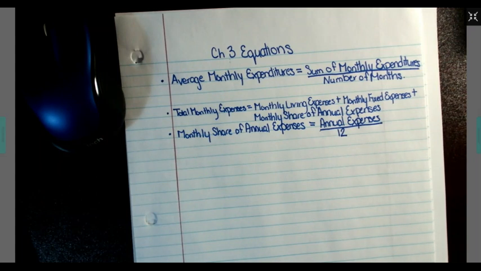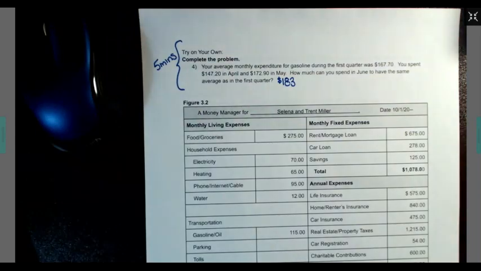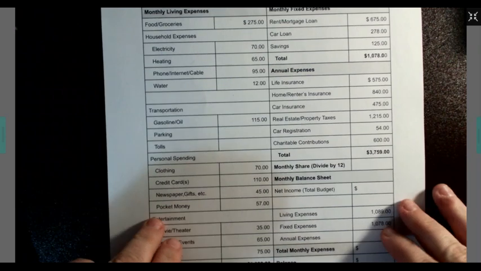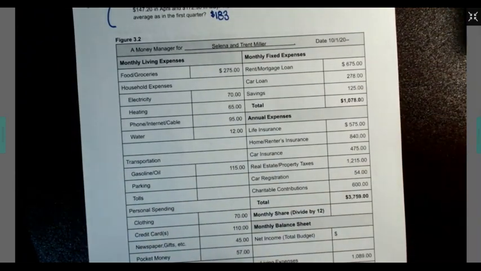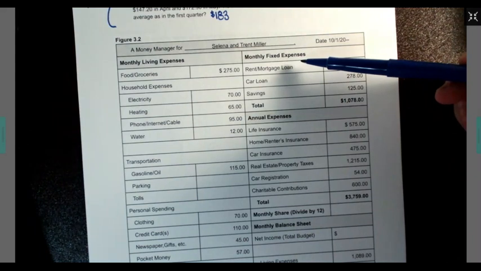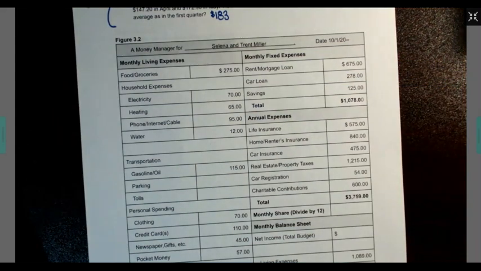Let's go ahead and take a look at the example that goes along with this section. We are given a figure 3.2. It says a money manager for Selena and Trent Miller. Well, before we dive into this, I'm seeing living expenses, fixed expenses, annual expenses. Let's take a look at what those mean.